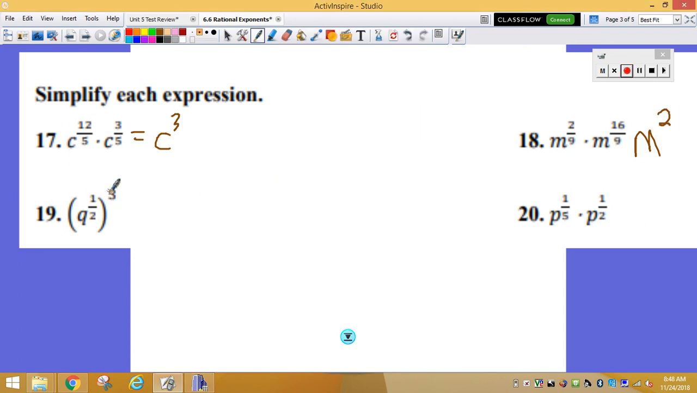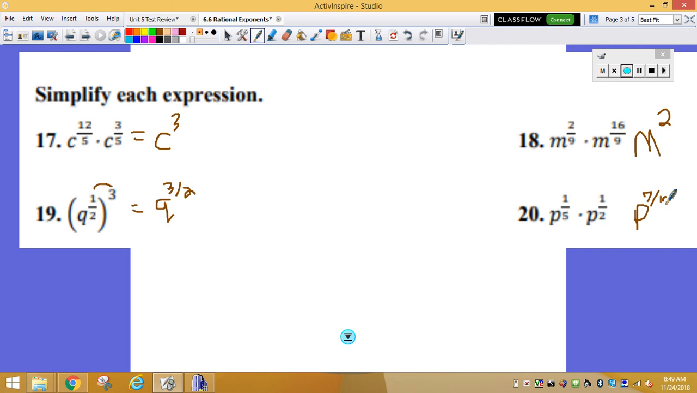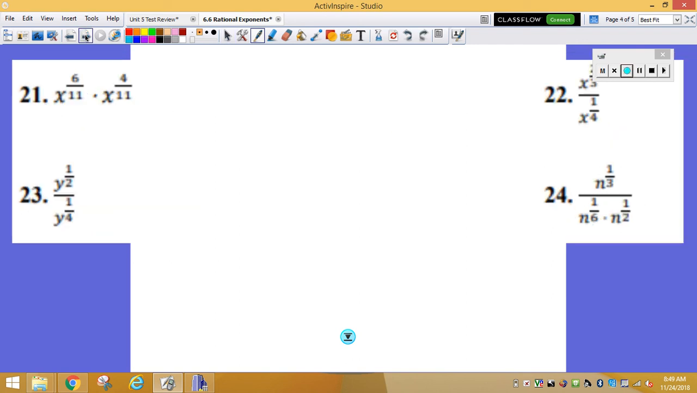If it's on the outside, that means you multiply. So q to the 3 times 1/2 is 3/2. They're multiplying, so that means you add them. So you would do 1/5 plus 1/2, change it to a fraction, math, enter, enter, and you get p to the 7/10. All right, I'm not going to do 21 again. You would just add those.